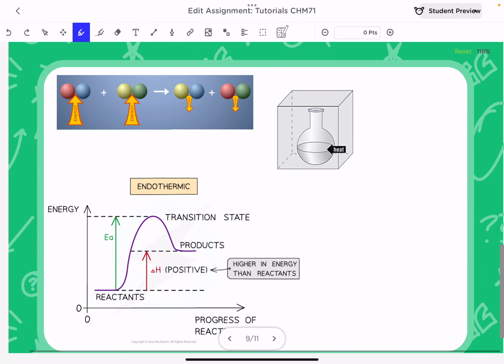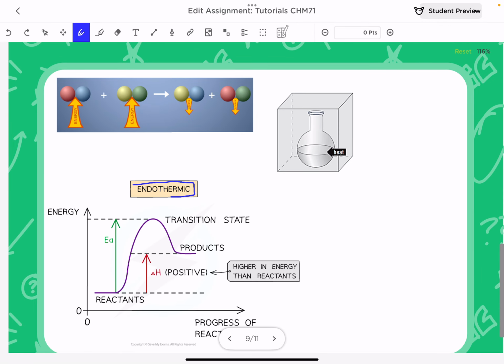Now moving on to endothermic reactions. An endothermic reaction, as in overall, the system absorbs heat from the surrounding. So again, as I mentioned, reactants need to absorb energy. So energy is absorbed to break the bonds of the reacting substances.